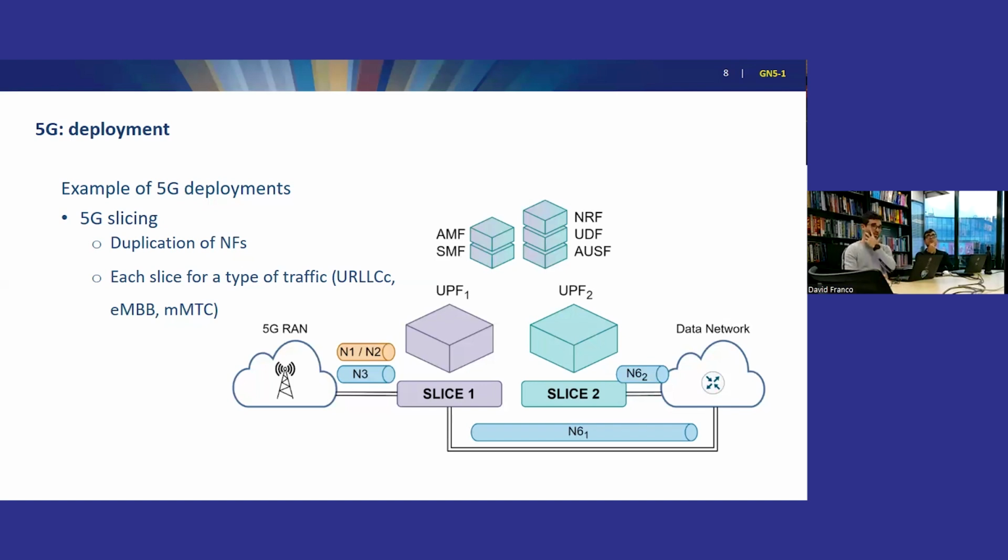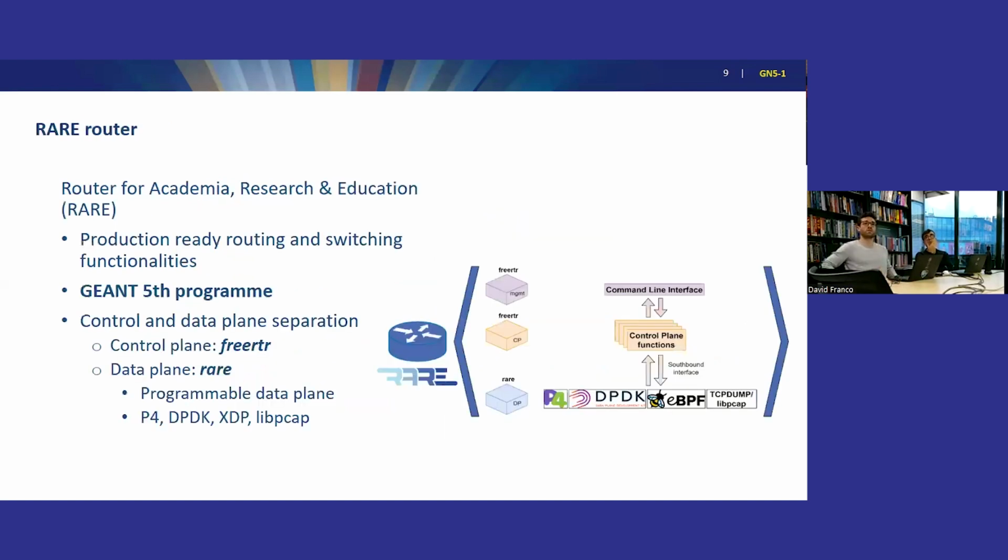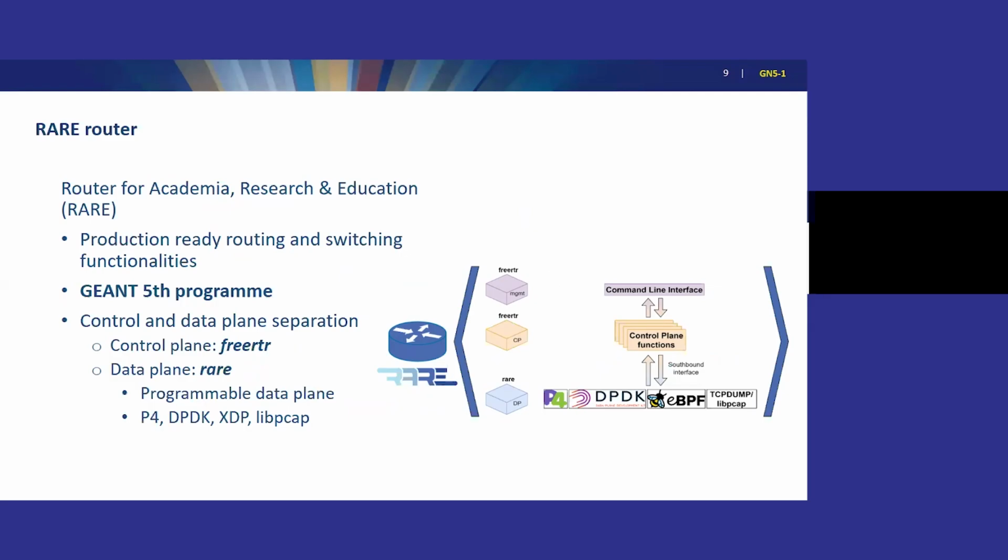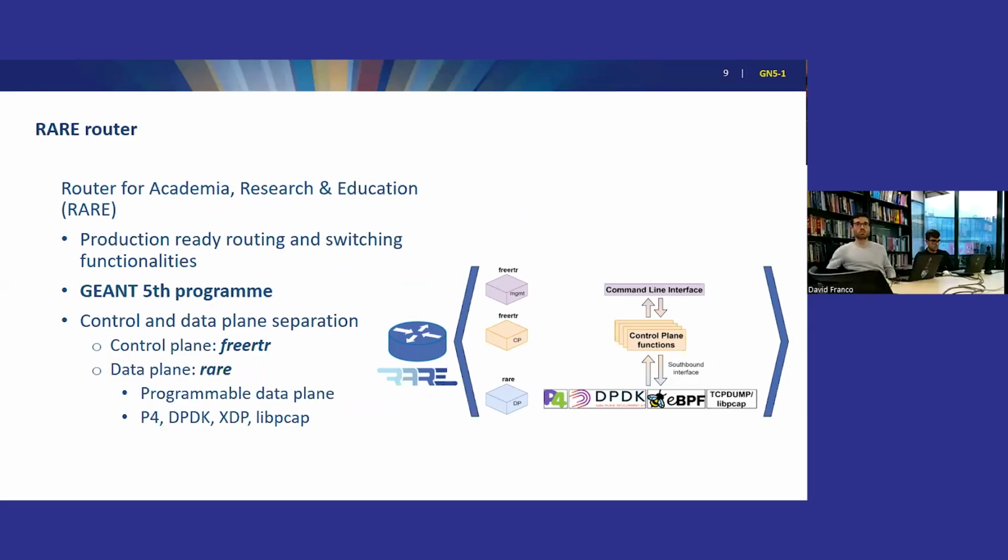So with all this in mind, our project focuses on implementing a UPF in RARE. So RARE is the key pillar, let's say, of this project. RARE is a production-ready router created for academia and research, developed by GÉANT and fully open source. It provides a command line interface to access multiple control plane functions, and you can customize the configuration also.